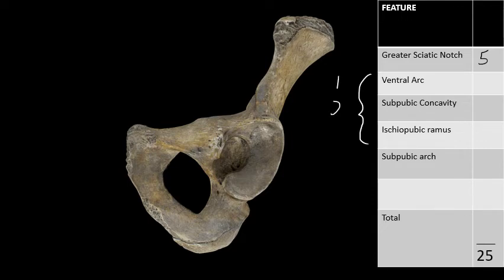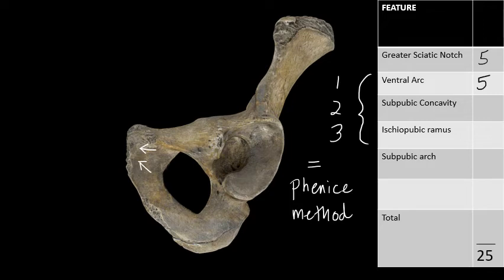So the ventral arc, the subpubic concavity, and 3, the ischiopubic ramus, as we pointed out. Those are the areas that are associated with the Phenice method. Okay, and I'm going to score a couple more things here. So I'm looking at the ventral arc. I'm nonetheless going to do this because we always need to support ourselves. I'm looking at the ventral arc. I'm not seeing its presence, so I'm going to rate it as a 5.